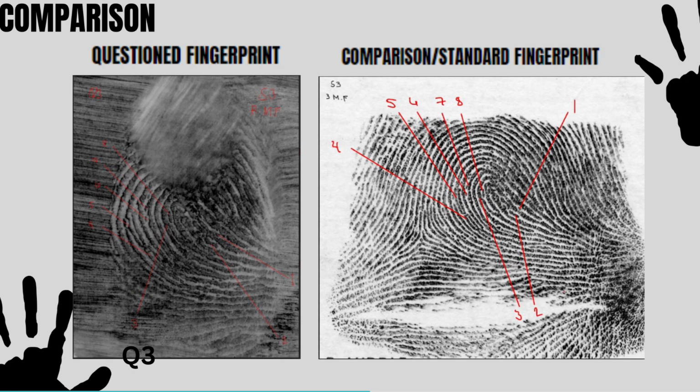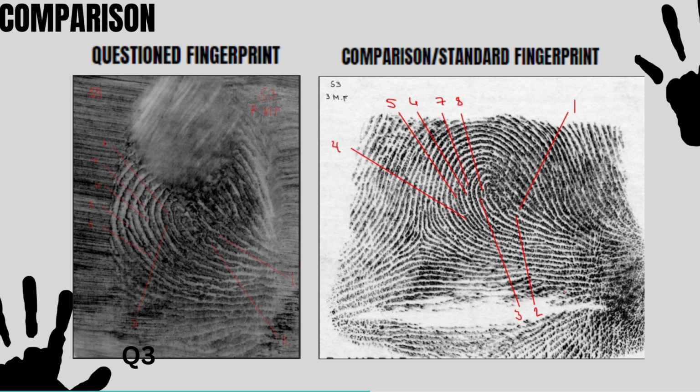As we take a good look on the exhibit, there is an eyelet on the upper left which we will count as the fourth point of comparison. And if we go up a little bit, we will see another eyelet which we will count it as the fifth point of comparison. If we count 2 ridges to the right, we will see another island, and we will count it as the sixth point of comparison.